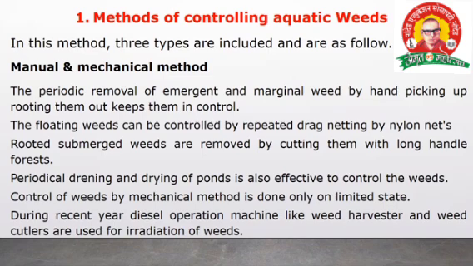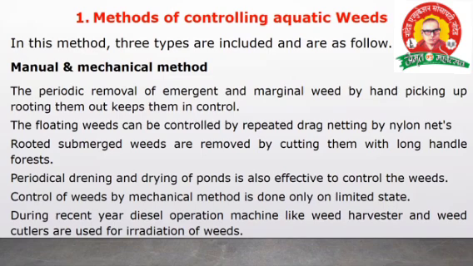Emergent and marginal weeds are controlled by hand picking, because we already said that is a manual method. Hand picking, uprooting them and keeping them under control. Floating weeds can be controlled by repeated drag netting. With the help of laborers, we can use a drag net to control floating weeds also. Rooted submerged weeds are removed by cutting them with a long-handled tool.